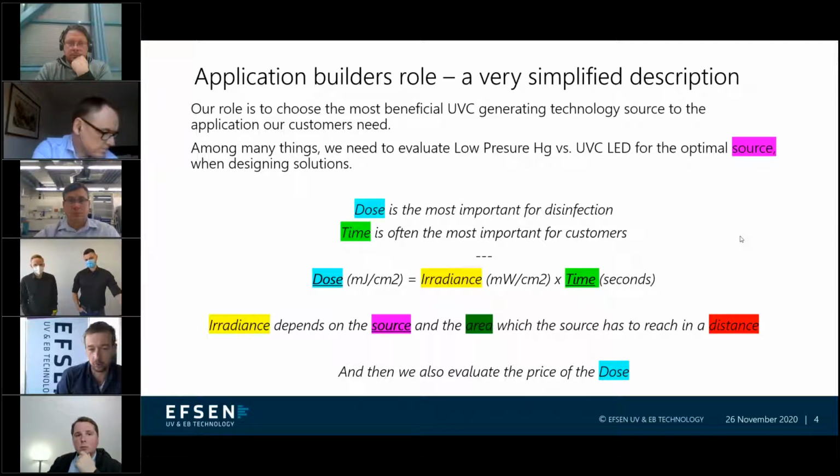When we look into that, we also have to evaluate the price of the dose. You know, we can always add more LEDs and get to the point where we want, but it might not be a commercially feasible solution. So picking the right disinfection source is not that easy, as you can see, but this is what experience lets you do.